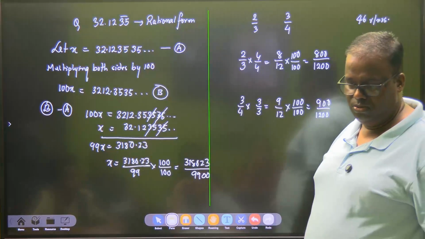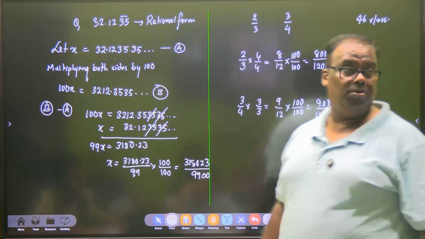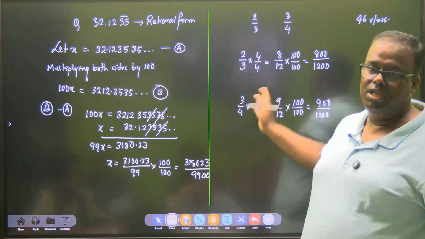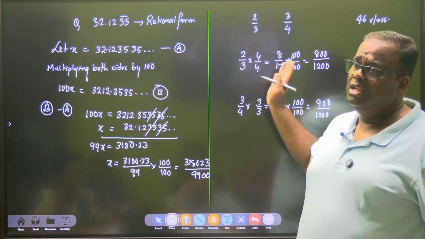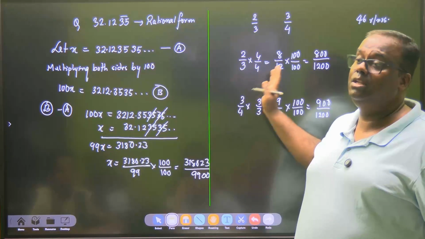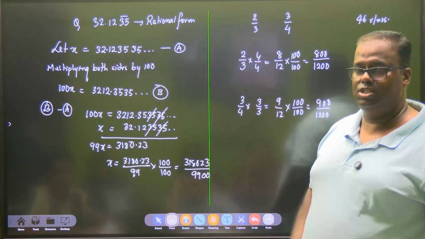That is also 2 to the power n into 5 to the power n. And then the most likely type of problems that you get are these, in which they will say convert a non-terminating repeating decimal to a rational number. With this, we conclude the rational number part.